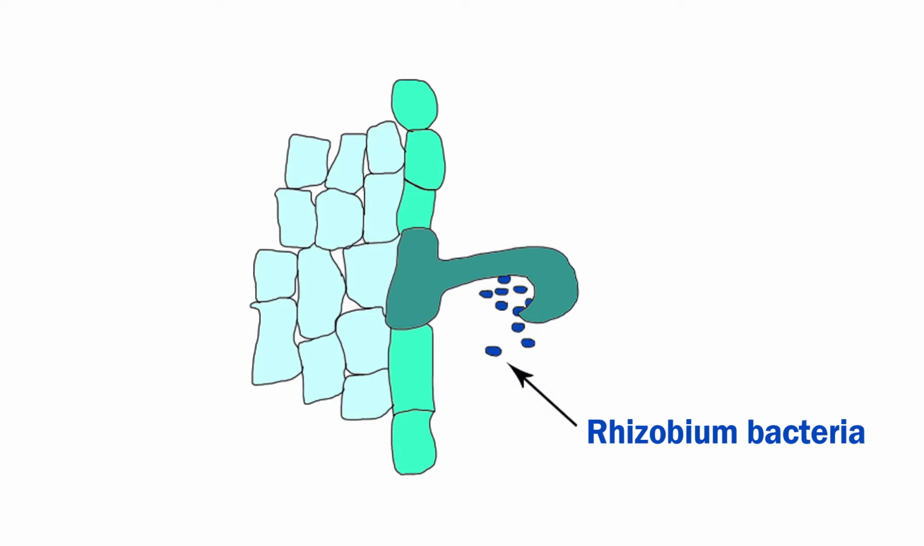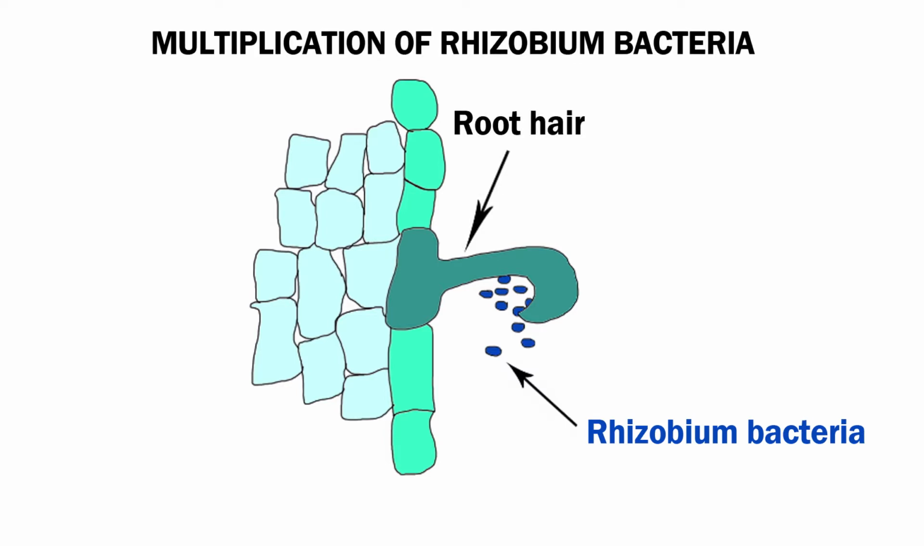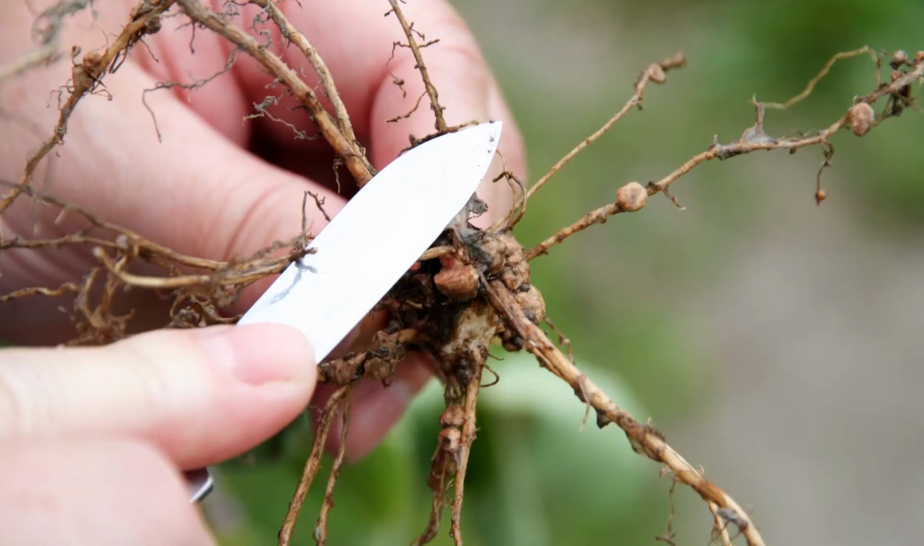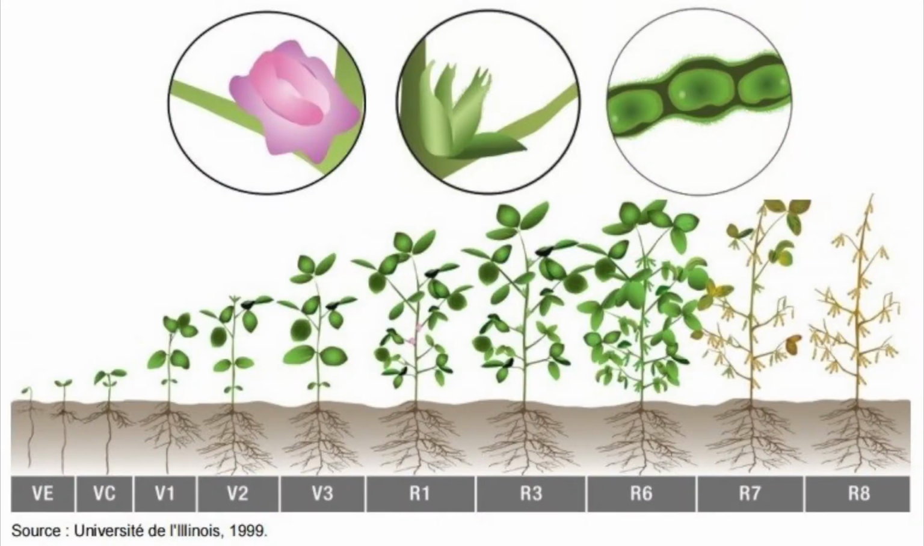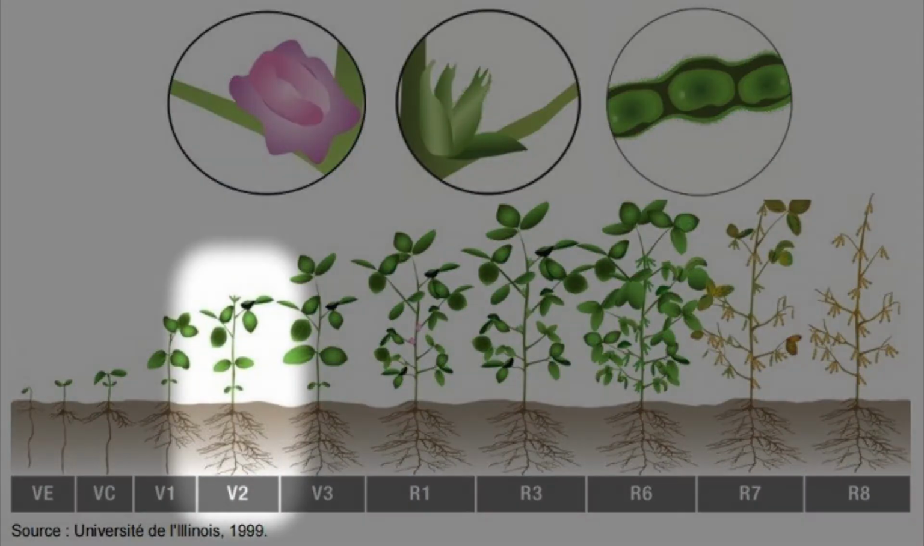Early in the season, the bacteria colonize the root hairs and start to multiply. 2 weeks after emergence of the soybean seedling, very small nodules start to grow on the root system. At this stage, they develop around the primary root. At second trifoliate stage, fixation of nitrogen becomes more important and increases from that stage on.